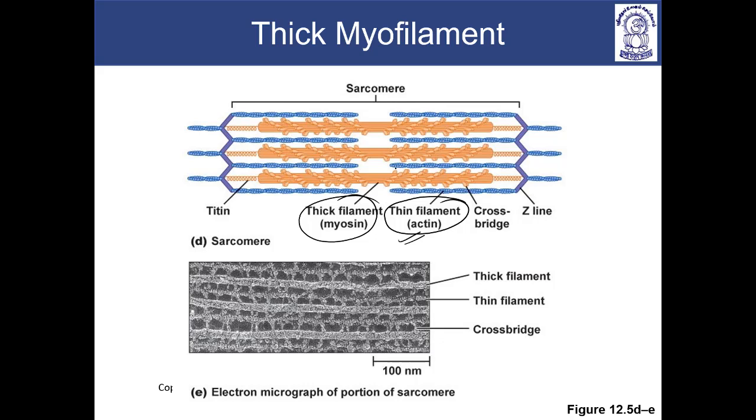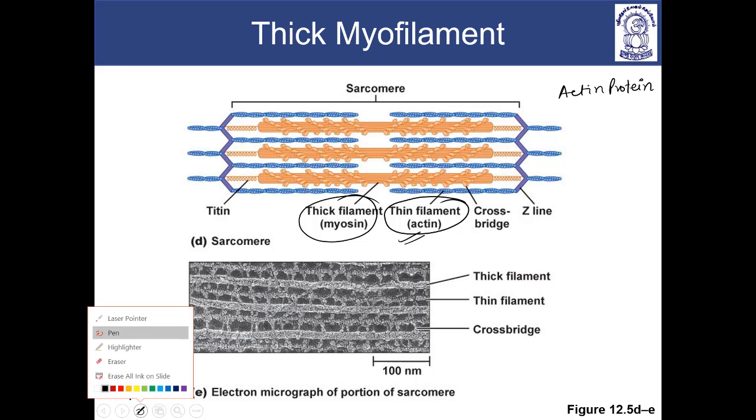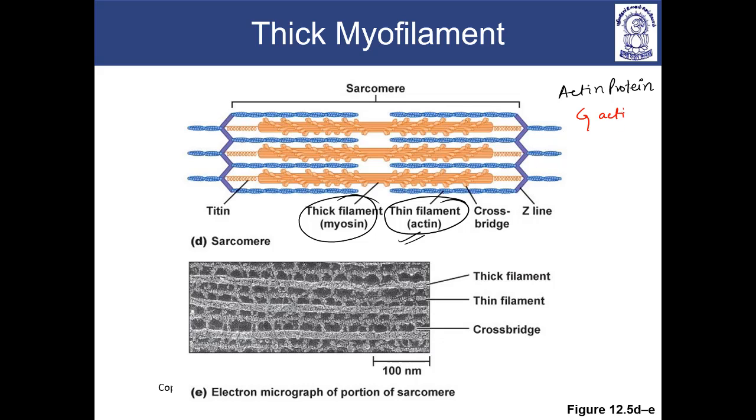So now, when we look at the actin protein, it also has different other proteins which make up the actin protein. And it looks like a globular arrangement of small globules known as G actin. So G actin is a globular protein.